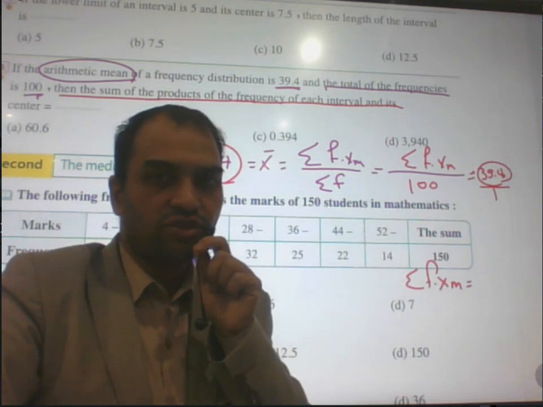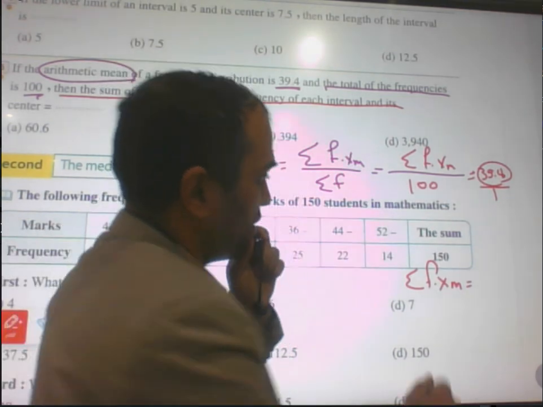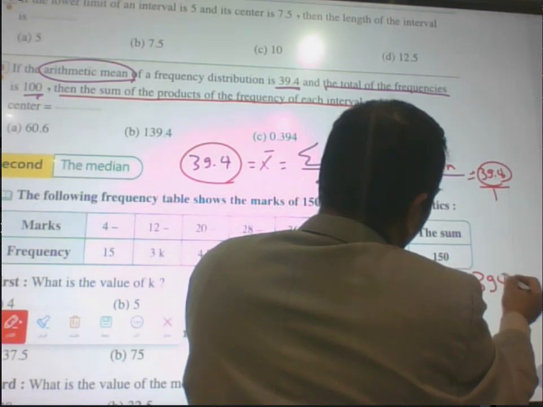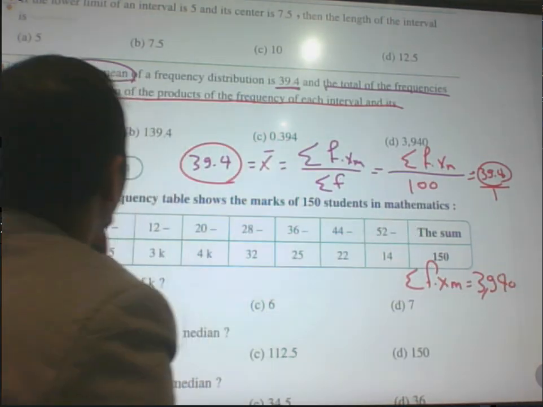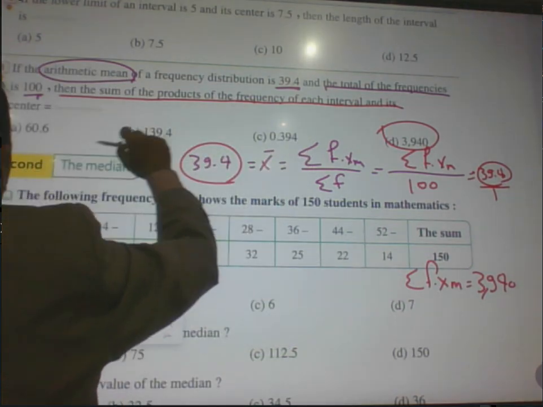We must move the point to the right by 2 places to multiply by 100. The result will be 3,940. Choose letter D. Okay, next question.